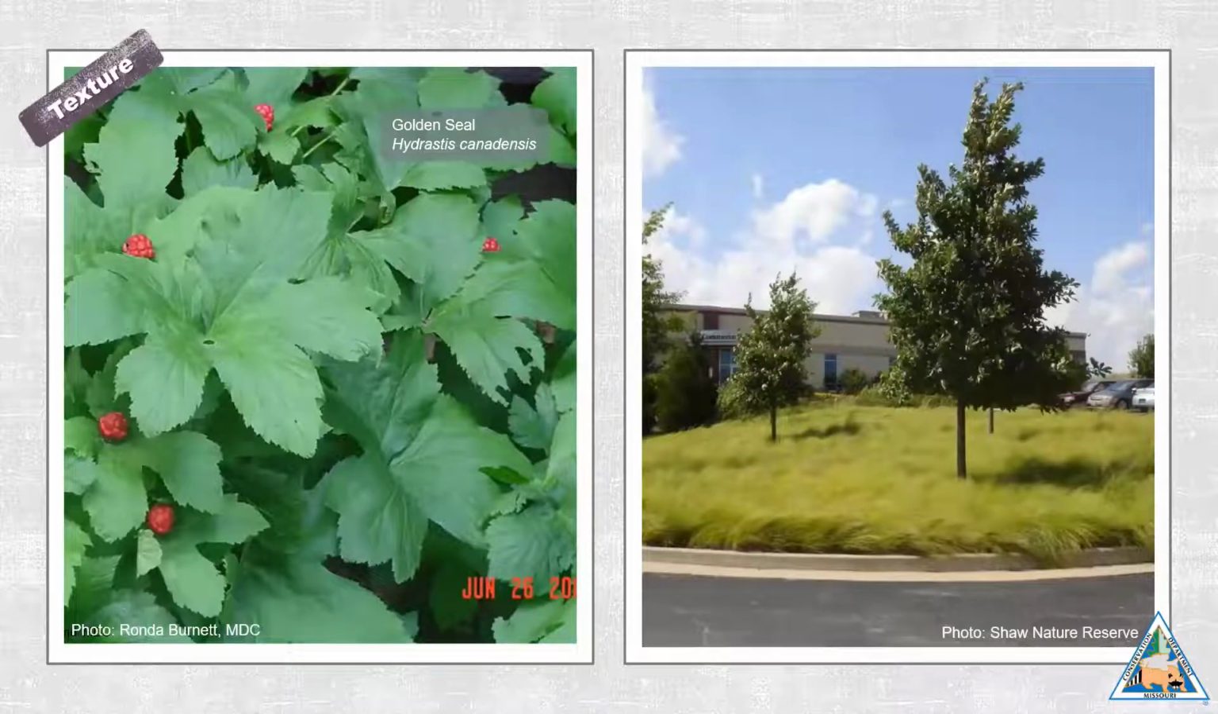Texture can either be tactile texture, or how the plant feels to your fingertips, or it can be visual texture. These two photos taken side by side show a nice contrast of visual texture. The golden ragwort on the left has a very coarse visual texture. The grasses on the right have a very wispy, fine visual texture.